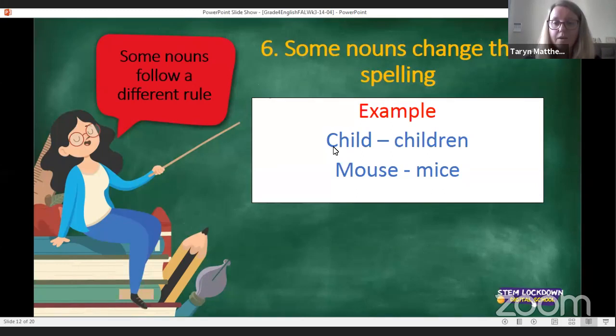And if I say mouse, it becomes mice, because I can't say there are many mices in the field. Doesn't sound right. So these words will change their spelling, just like woman changes its spelling. So copy number 6 down, and then we'll look at number 7.